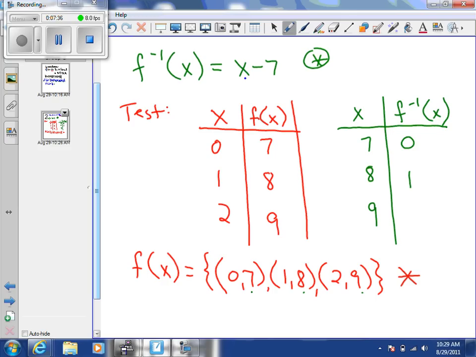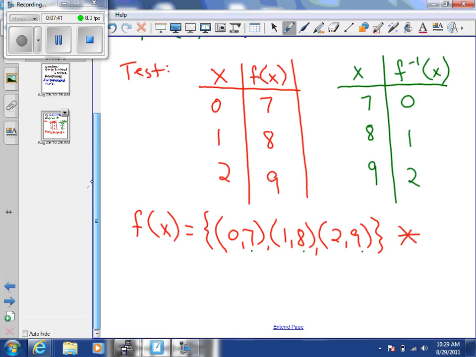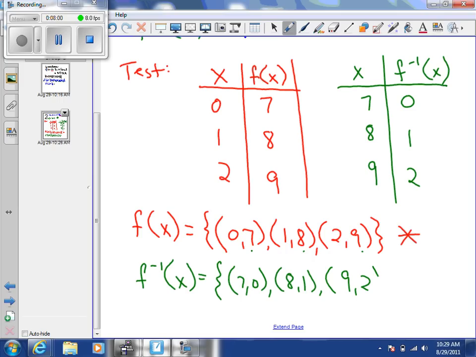7 minus 7 gives me 0, 8 minus 7 gives me 1, 9 minus 7 gives me 2. And so I can think of the inverse function as the set of ordered pairs (7, 0), and I'm reading this right off of the table over here on the right, (8, 1), and (9, 2). So you can see that what I told you up above is holding true.